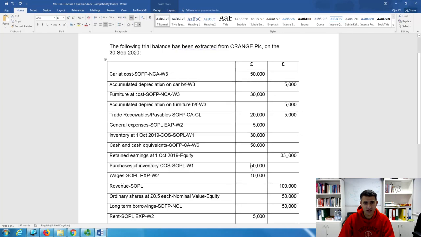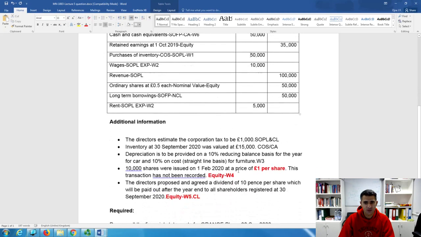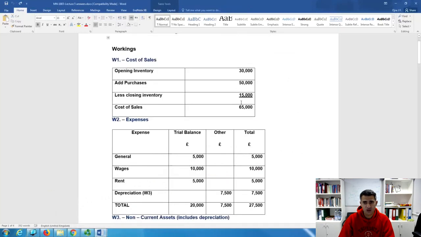Here we go, 50,000 minus a closing inventory, which you remember, the 15,000. So if you apply it on this question, you should be able to find that the cost of sales equals 65,000 pounds. So this is cost of sales, and remember that cost of sales should be going where, guys? Should be going to the statement of profit or loss.